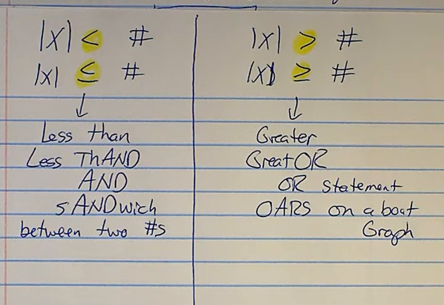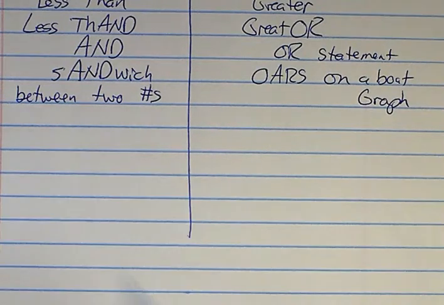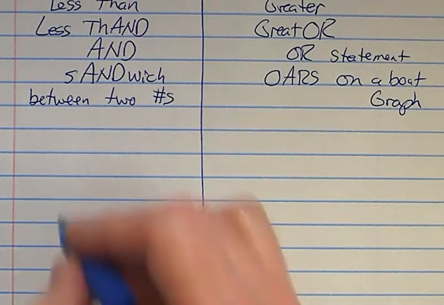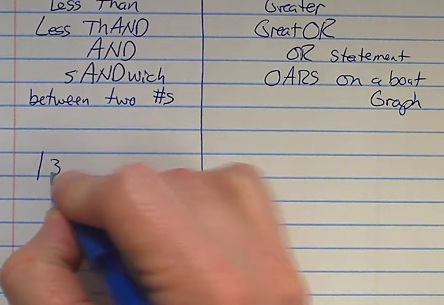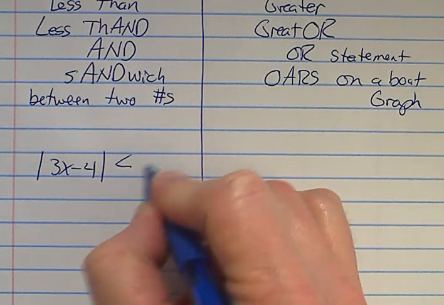All right, so I'll show you a couple examples. We'll do 2 examples, and that should pretty much wrap us up. We'll put this one over here because it is less than. So we're going to do something like this. We've got absolute value of 3x minus 4 is less than 8.